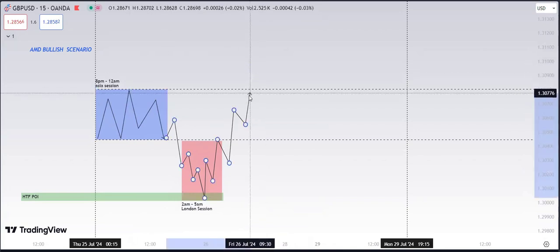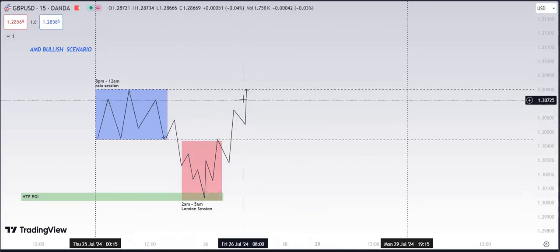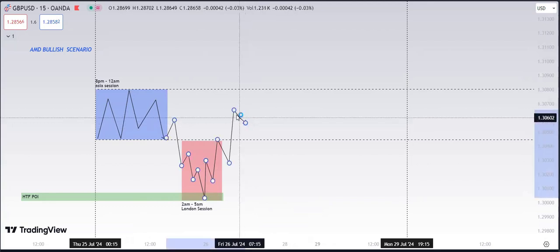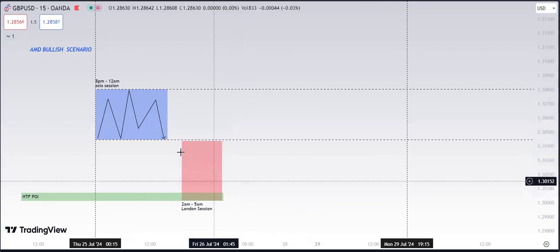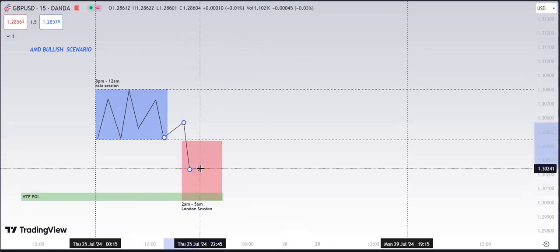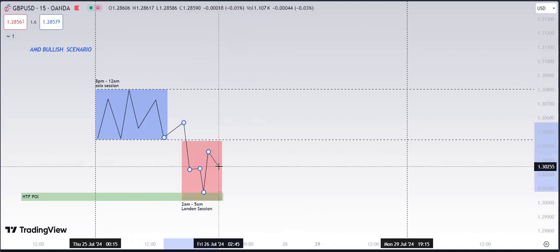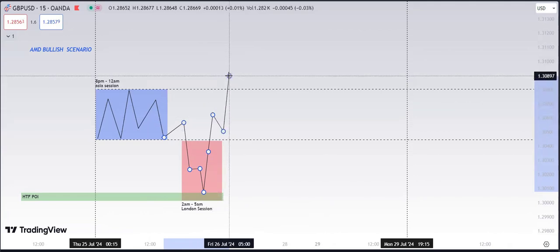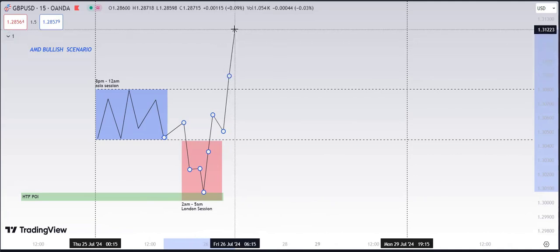You don't want to see price in this zone before you conclude it's an AMD setup. You don't want to see price this way, or either. You don't want to see price break out and then say this is an AMD setup. No, you want to see price move out of the Asian high. It could be by 2 pips, 3 pips, 4 pips. It could go as high as this. It doesn't matter to you.